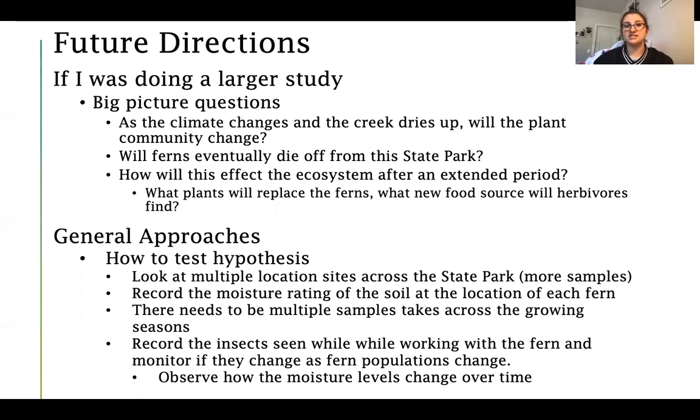So as general approaches to testing my hypothesis, I would look at multiple locations across the state park just to get more samples. And I would record the moisture gradient in a more formal way, just to have very specific numbers for that. There would also need to be multiple samples taken across growing seasons, so that way we can see how the growing seasons were affecting the growth of the ferns.